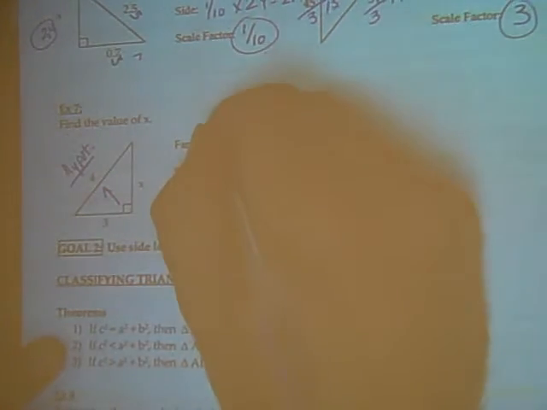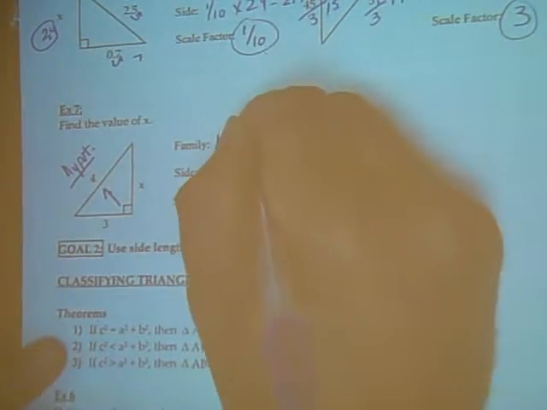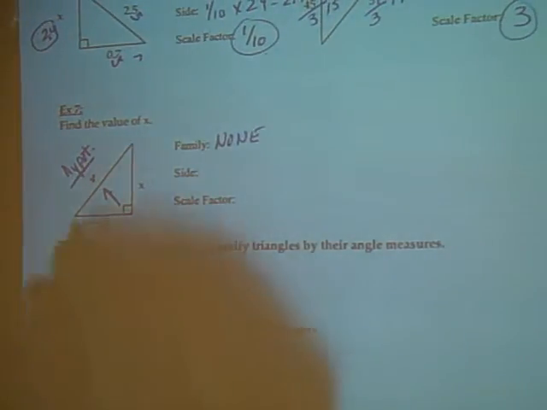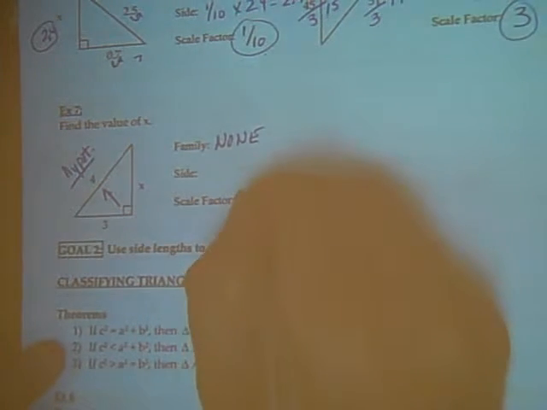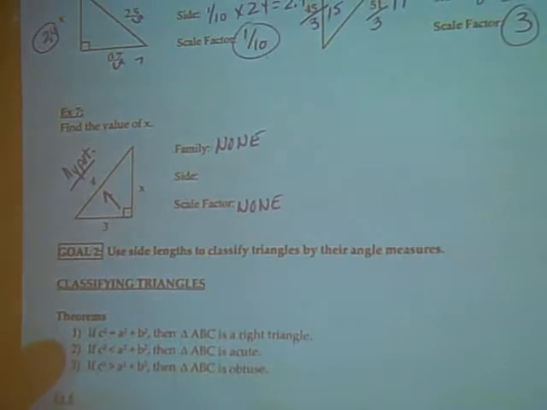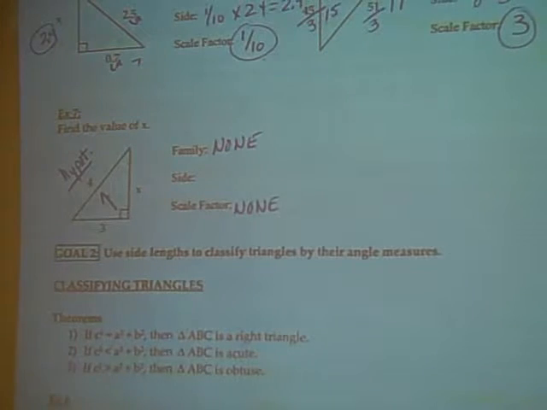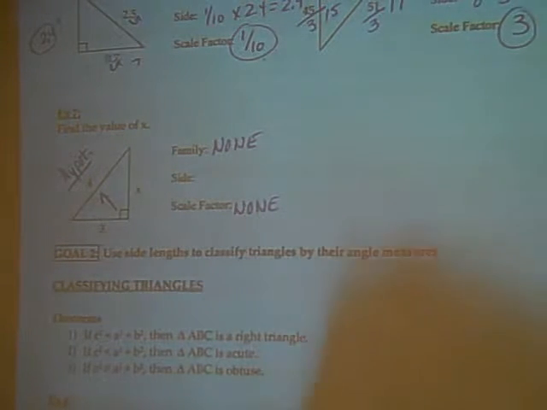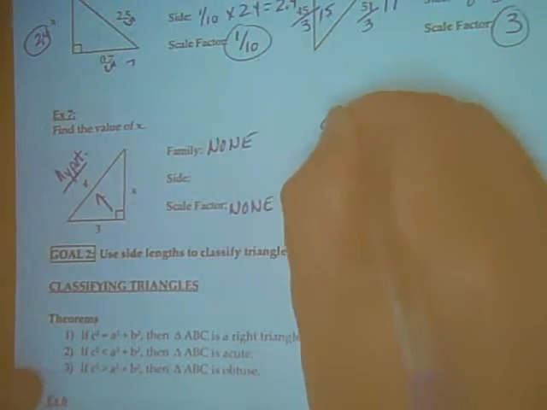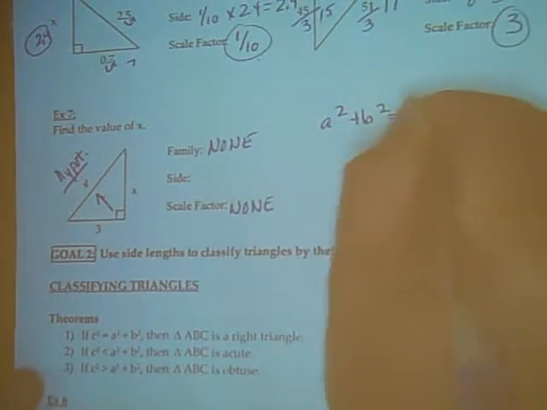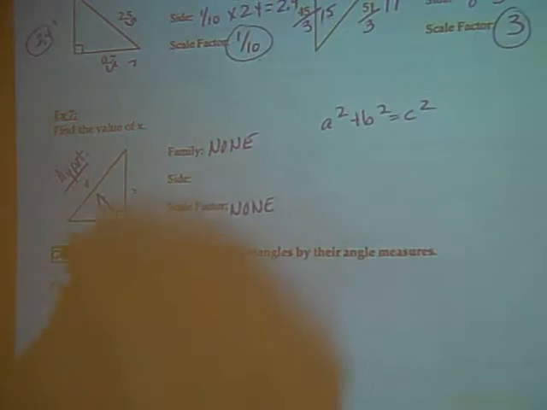So what do we write here for family? None. Poor guy doesn't have a family. So scale factor here is also going to be none. No family. But can we figure out the side? Yes. Why? Because we know the Pythagorean theorem. Remember, that's a squared plus b squared equals c squared. So we plug in what we know.